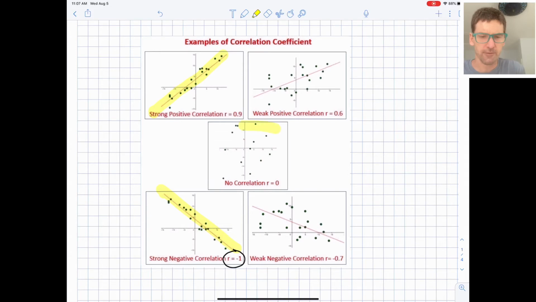So in this middle graph right here, there's really no pattern to the points. It's just like a shotgun blast of buckshot shot at the graph, right? There's no pattern at all. They're not in a line, and so there's very, very low correlation.